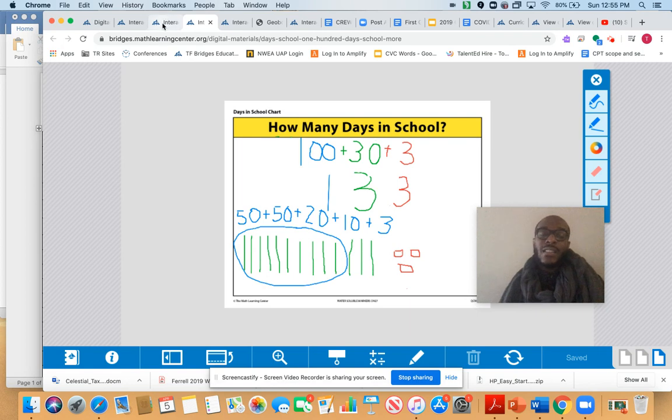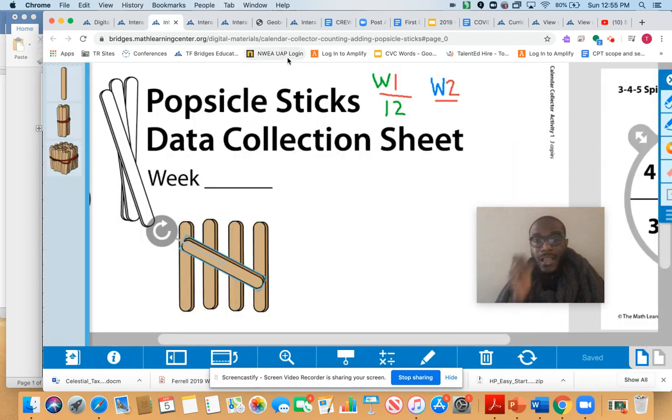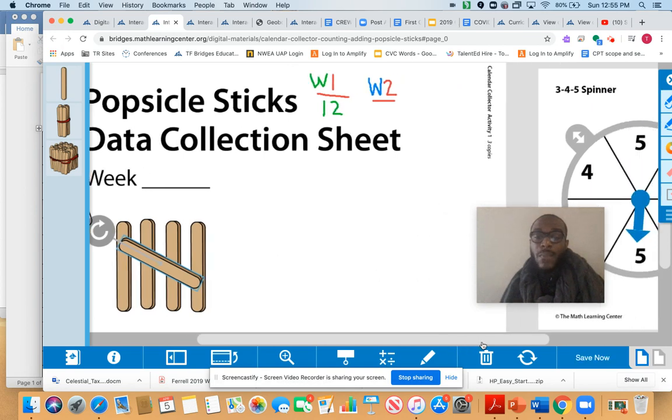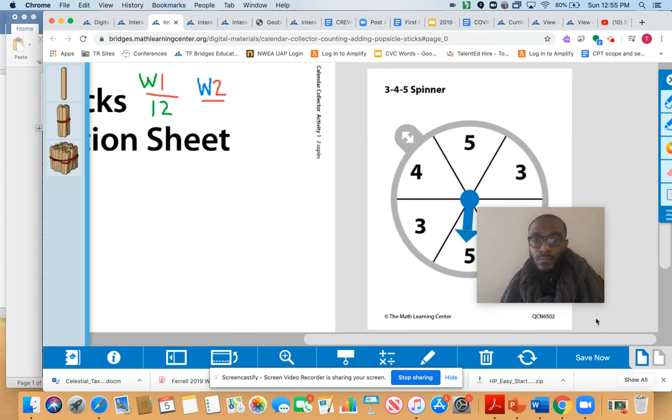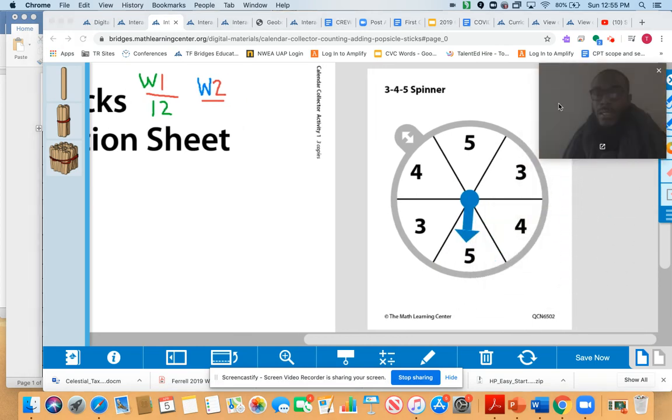All right, so friends, next we're gonna go to our popsicle sticks. Yesterday when we spun the spinner, we spun it on 5. Today we're gonna spin another time to see what number we land on. Are you ready? All right. So in our spinner, we have 5, 3, 4 going all the way around. Yesterday, we landed on 5. Let's see what number we land on today. Ready?